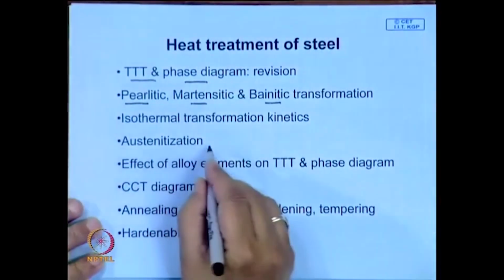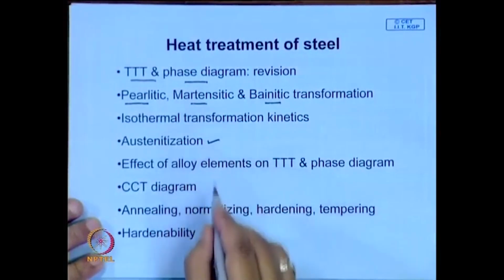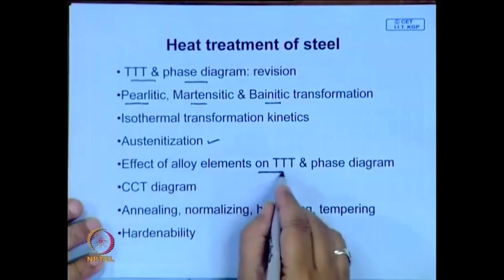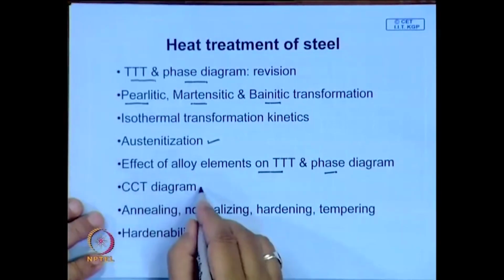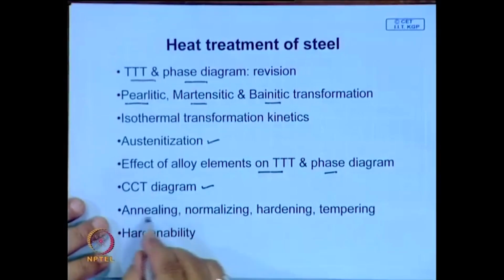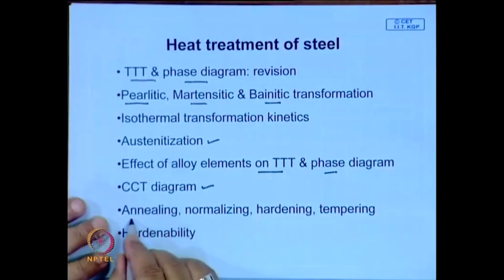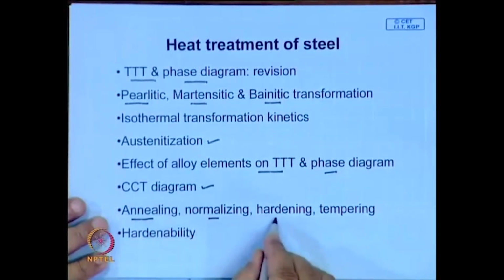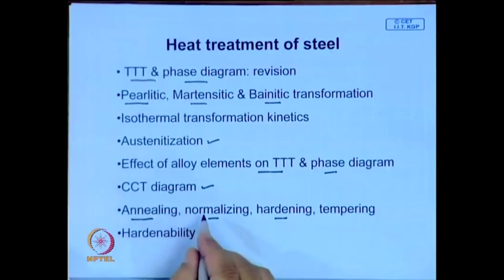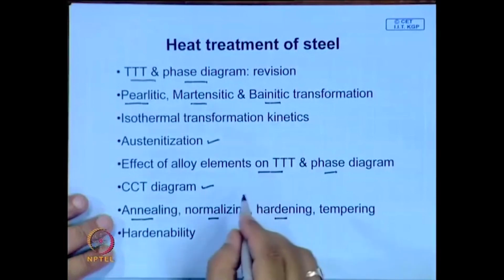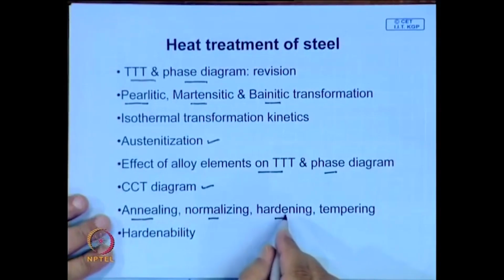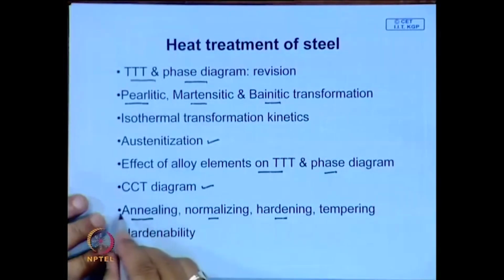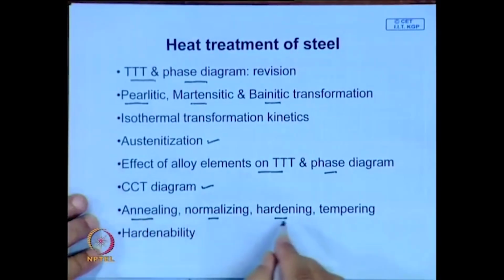Today we will look at the process of austenitization. We will look at the effect of alloy elements on the TTT and phase diagram, and we have also looked at the CCT diagram already. And last class we introduced three common heat treatment processes: annealing, normalizing, hardening. Last class we discussed this primarily with respect to eutectoid steel. Today we shall look at how this process changes if the composition or carbon content in steel changes.